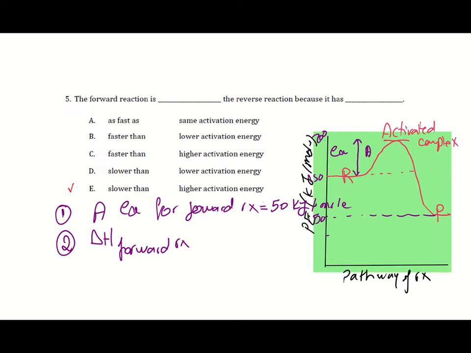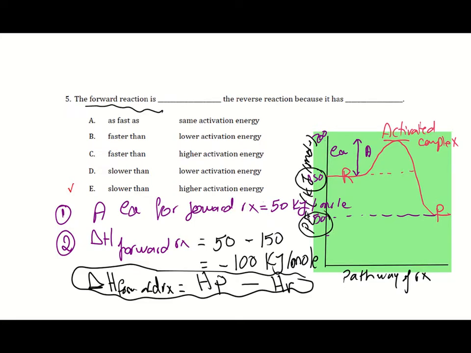So, to answer this question, the forward reaction is slower than the backward or reverse reaction. Why? Because the activation energy in the forward reaction, if you look here, is just the distance between the enthalpy of the reactant and the activated complex, which is here 150 minus 150 kilojoule per mole. And the enthalpy of the reaction, which is the difference between reactant and product, equals 50 minus 150, equal minus 100 kilojoule per mole.